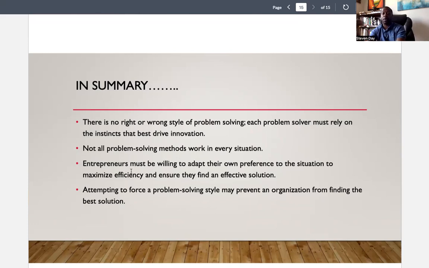Entrepreneurs must be willing to adapt their own preference to the situation to maximize efficiency and ensure they find an effective solution. So again, speaking to the organizational performance when you talk about effectiveness and efficiency in your service or your product, which ultimately is the solution and the innovation that takes place. Lastly, attempting to force a problem-solving style may prevent an organization from finding the best solution. So again, the theme is there's no one fix for all situations. You have to take each one on an individual basis or individual perspective.